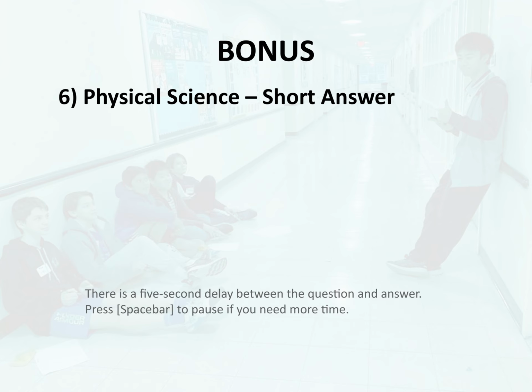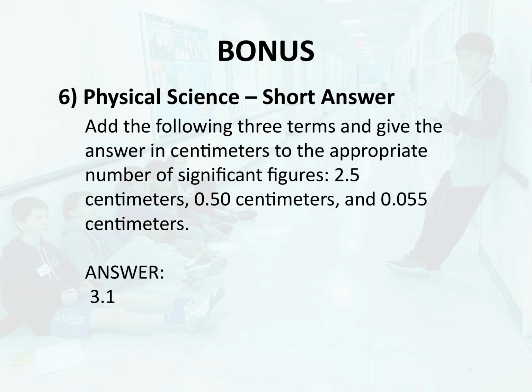Bonus 6. Physical science, short answer. Add the following three terms and give the answer in centimeters to the appropriate number of significant figures: 2.5 centimeters, 0.50 centimeters, and 0.055 centimeters. Answer: 3.1.